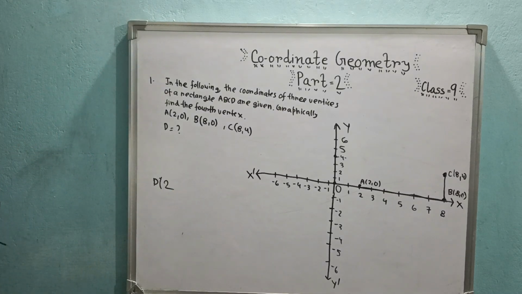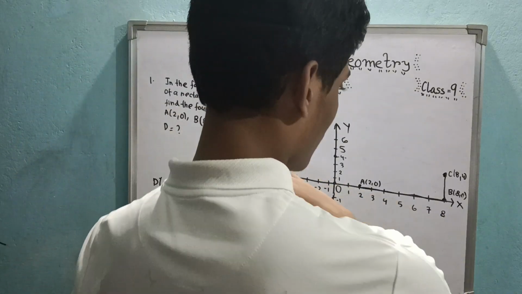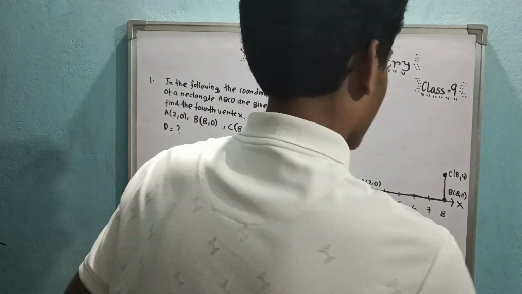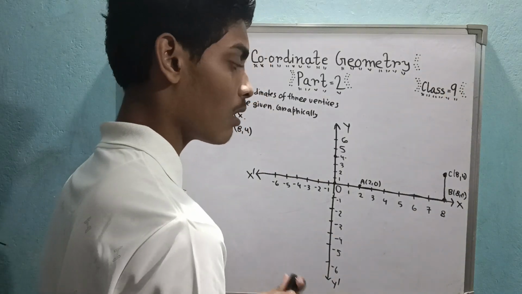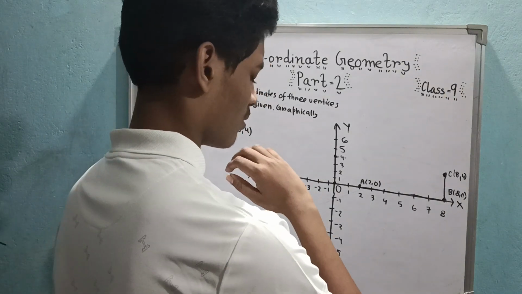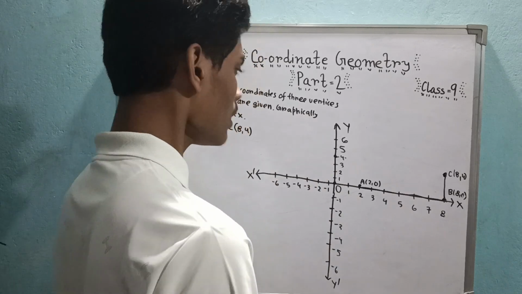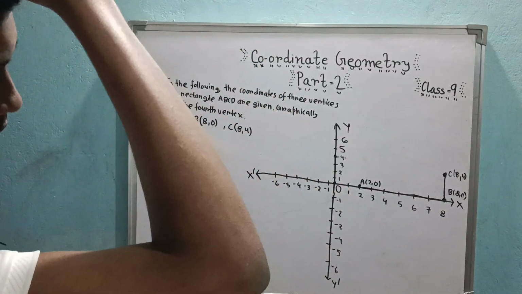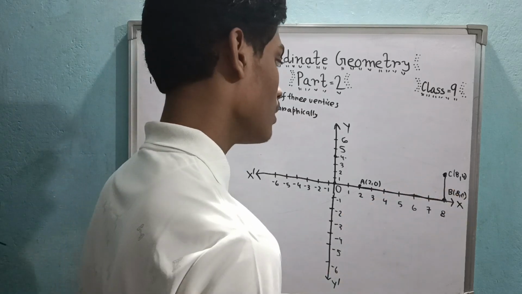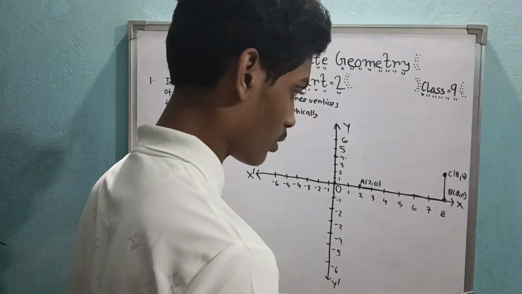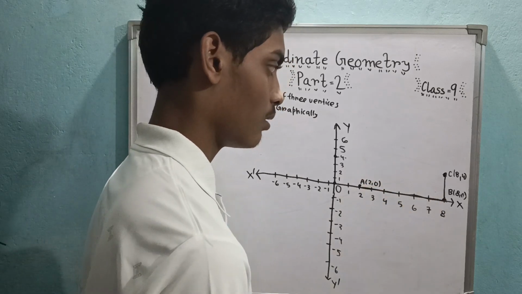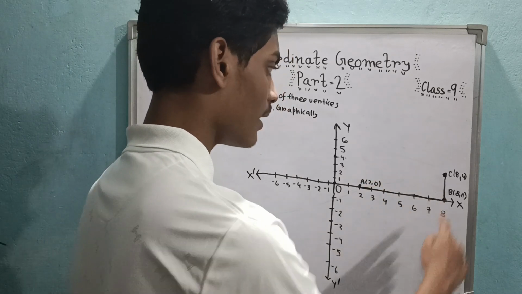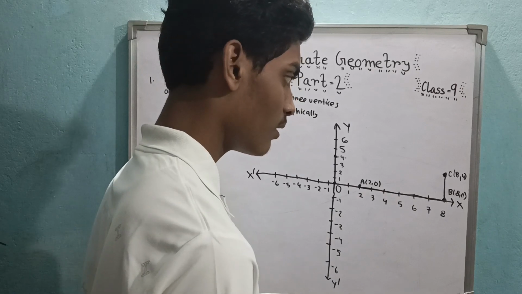For the abscissa I am telling first, see why, because the distance of AB should be equal to the distance of CD. That is the main property of a rectangle, you can say. So what is the distance of AB? Both points are lying on the x-axis, so you have to calculate the distance between their abscissa, right? What is the distance? 8 minus 2, 6 units.